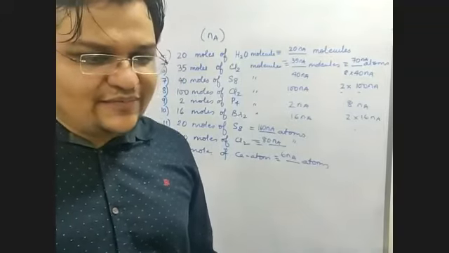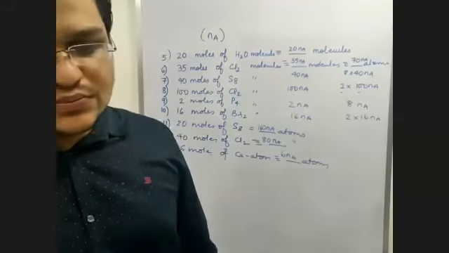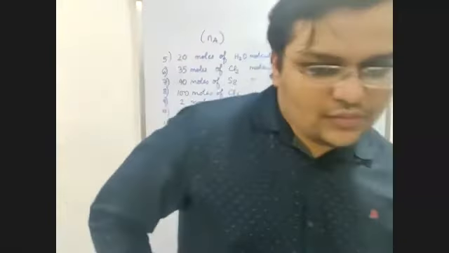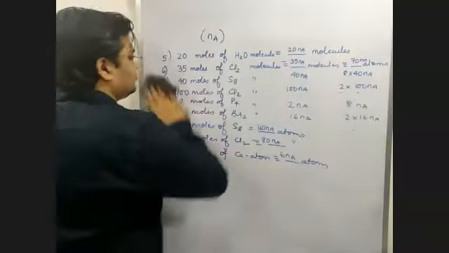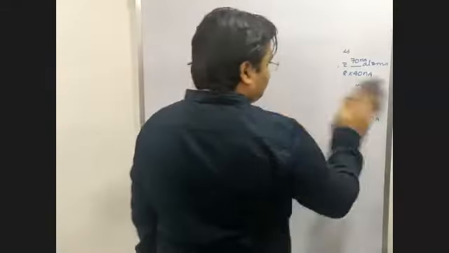Okay, give the next heading as type 4, molecules to moles. Molecules to moles. Divide by Avogadro's number, that is 6.02 into 10 to 23.